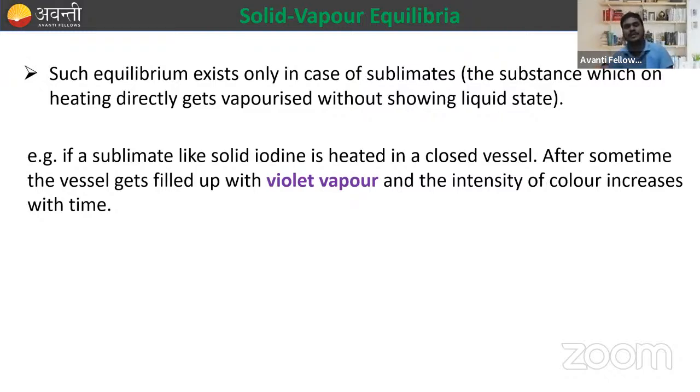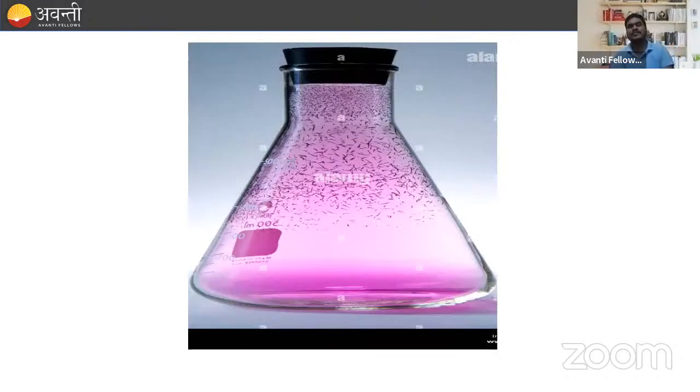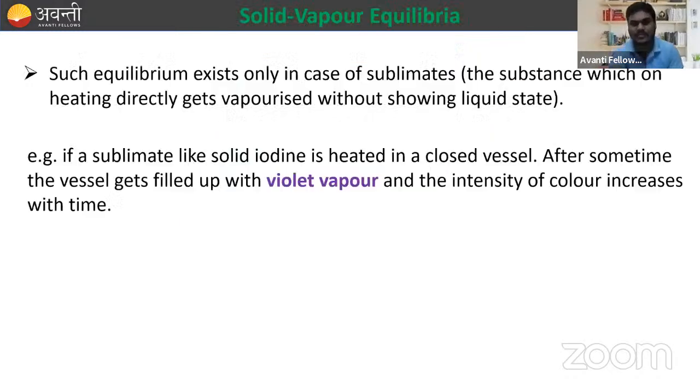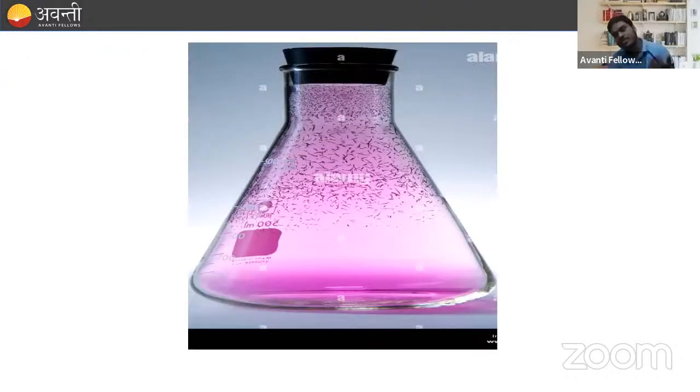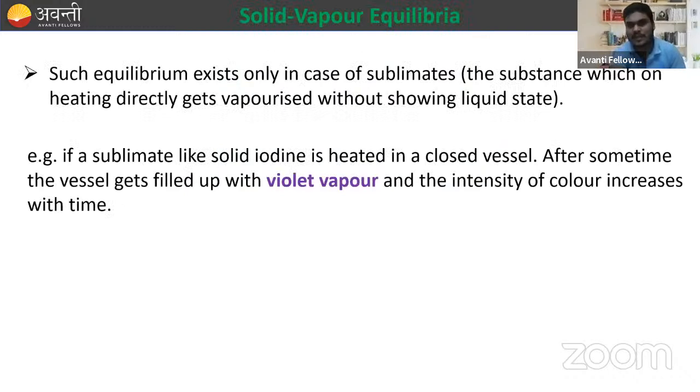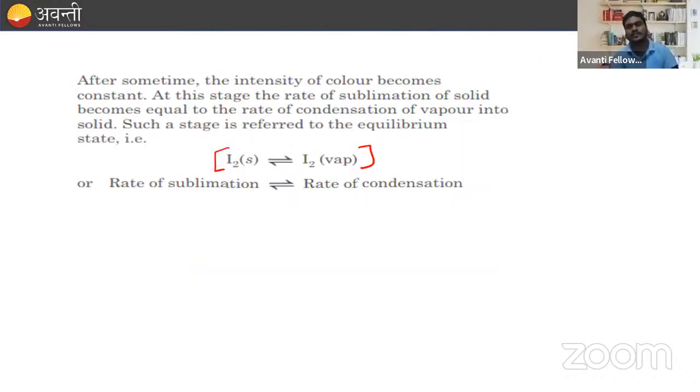Let's see the example. As we can see, this is the iodine vapor. If a sublimate like solid iodine is heated in a closed vessel, after some time the vessel gets filled up with violet vapor and the intensity of the color increases with time. As time goes on, the intensity also increases. This is a clear example of solid-vapor equilibrium.